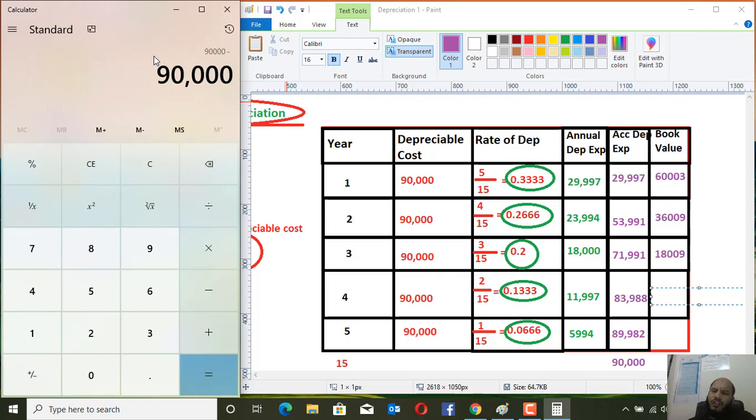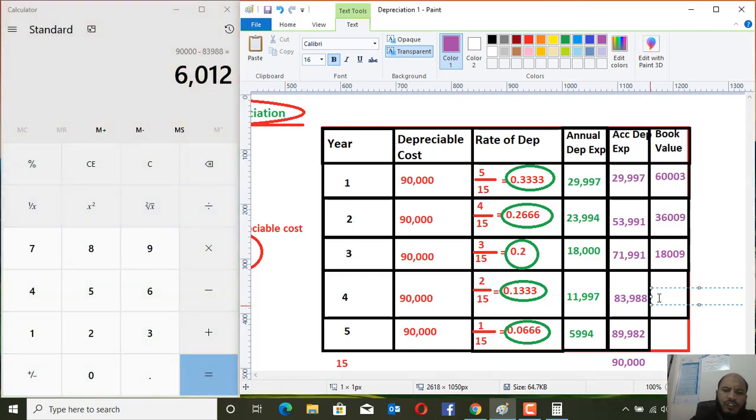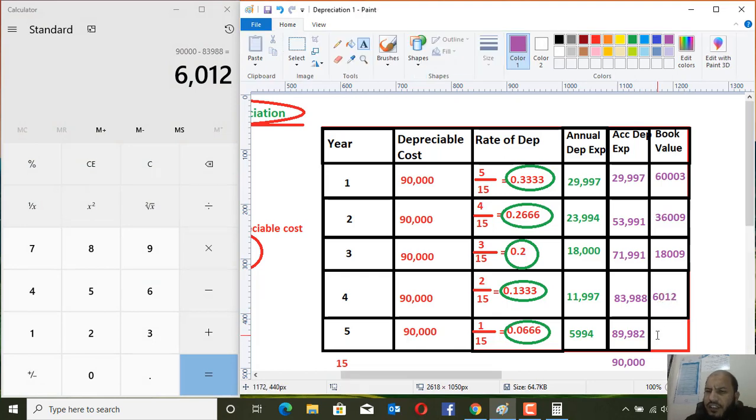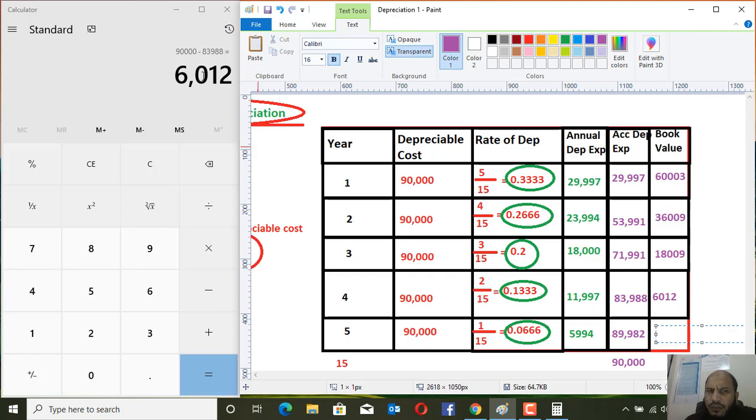the accumulated depreciation expenses for year 3, 83,988. The difference is 6,012.